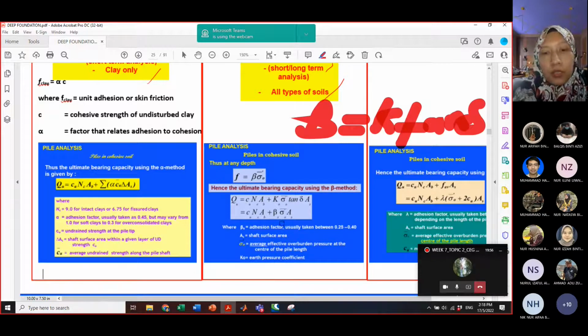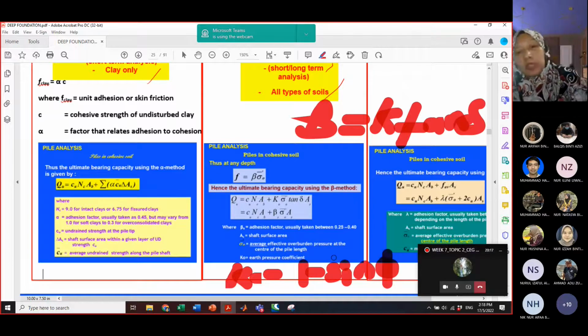And then what is the K naught? K naught is the earth pressure coefficient. So in some calculations, they give a formula on how to calculate K naught. For example, K naught equals 1 minus sin phi. That is the formula for us to calculate K naught. Or sometimes in the question, they directly give K naught. So you just substitute in the equation, so you will get what we call here as an addition unit factor F.